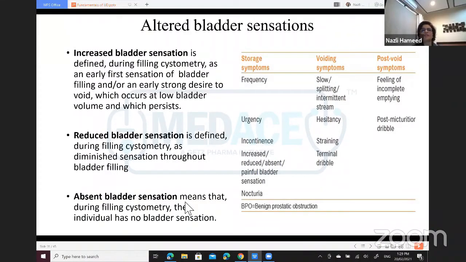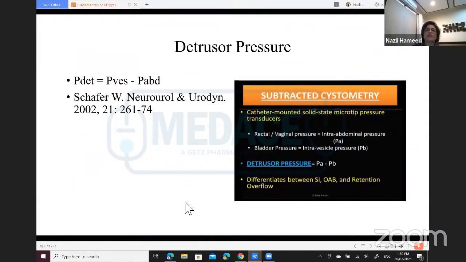Reduced bladder sensation is defined as a diminished sensation throughout the process of filling cystometry. Like you have reached 500 ml and the patient has still not reported the first desire to pass urine. So that is reduced bladder sensation. And then absent bladder sensation means that throughout the process of filling, the patient is not reporting any sensation at all to you. You are asking her questions, but she is not giving you the symptoms.